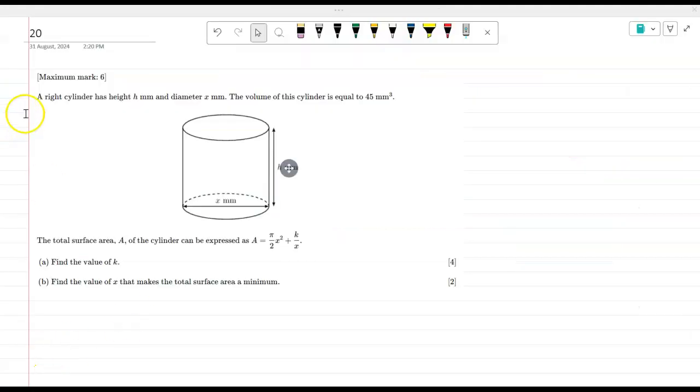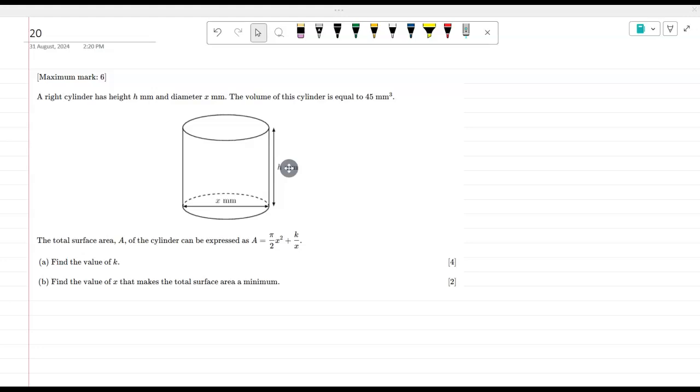Now, a right cylinder has height h mm and diameter x mm. The volume of the cylinder is 45 millimeter cube. The total surface area of the cylinder can be expressed as this. They've given you this. Find the value of k.